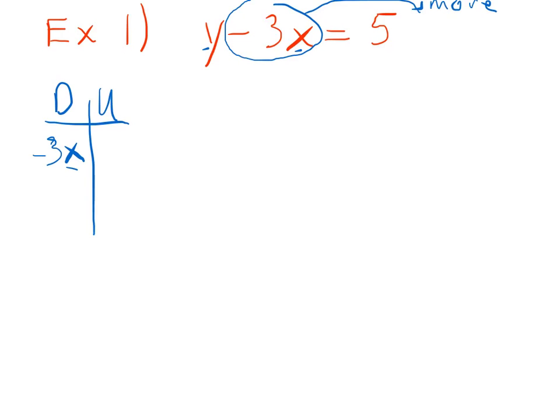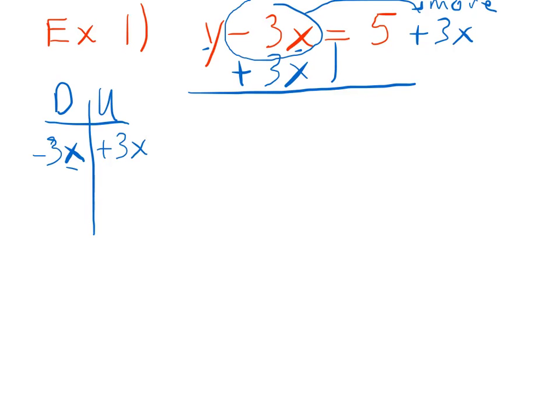Okay? Well, how do I move a negative or a minus 3x to the other side? I'm going to add 3x to both sides, plus 3x. Okay? So now I'm going to rewrite it. What happens to this? This cancels, right? Y equals 5 plus 3x.